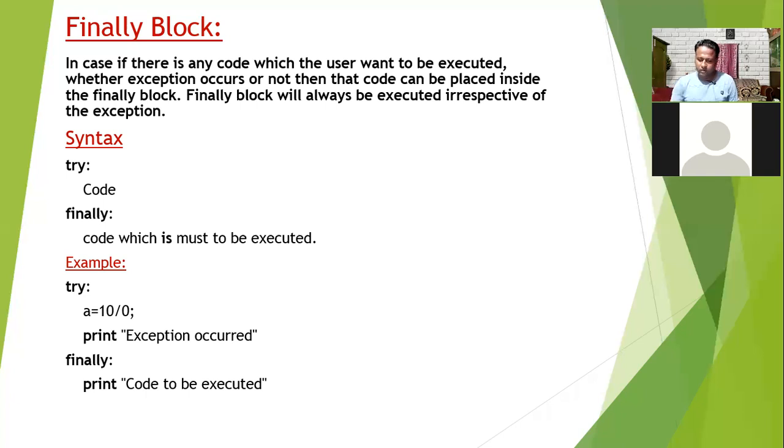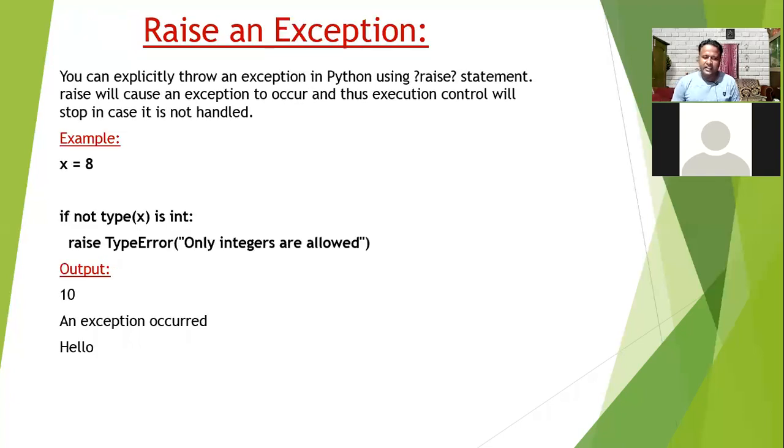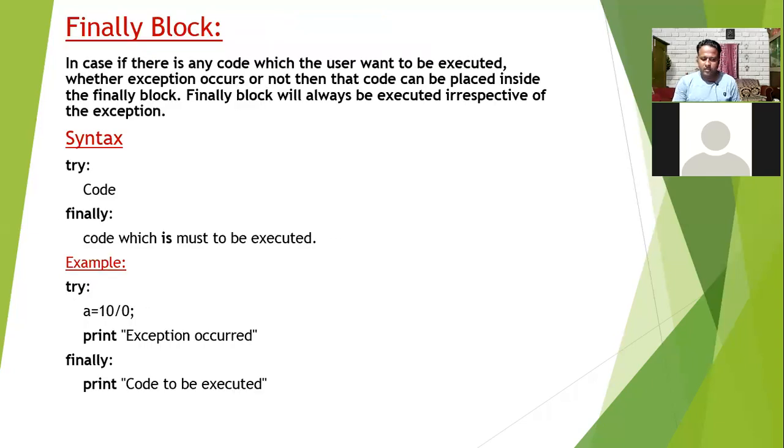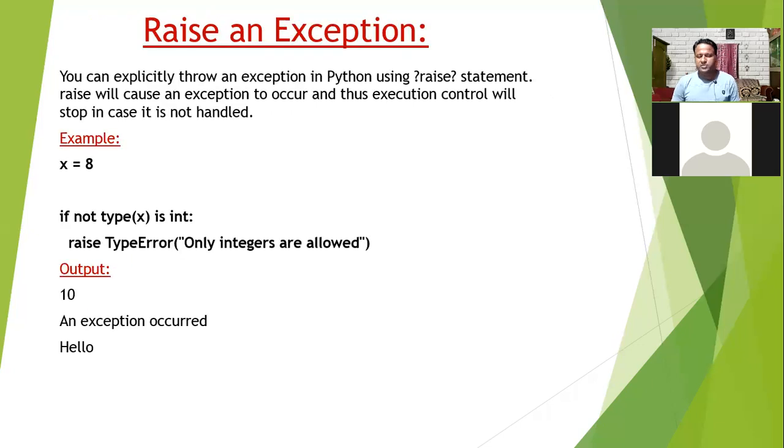So now, raise an exception. To raise an exception, you can explicitly throw an exception in Python by using the raise statement. Explicitly means there is no exception in your program, but you have to give a new rule for the code.